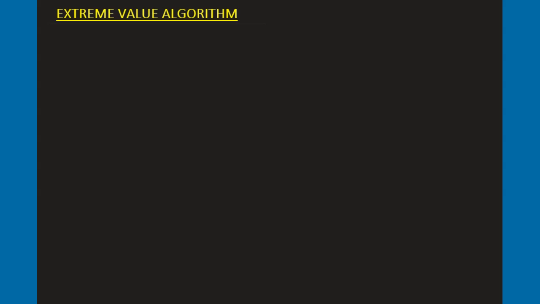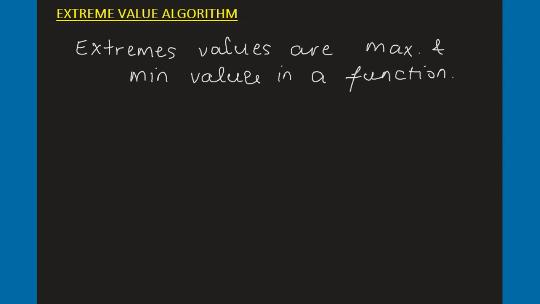This is about the extreme value algorithm. Before doing the algorithm, we should first understand what extreme values actually are. In simple terms, extreme values are nothing but the max and min values of a function. Now, how do we find the max and min values?